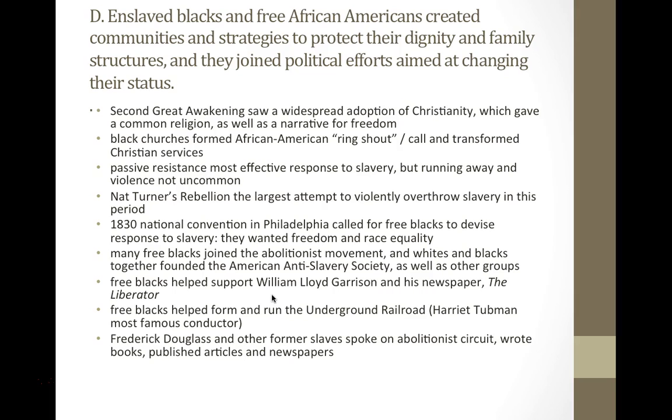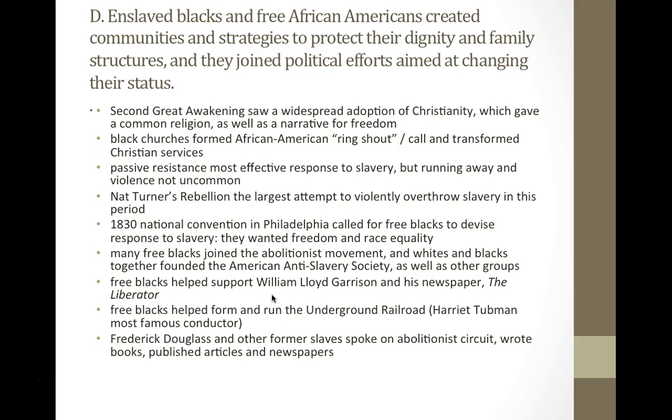All right, so we're going to get black churches that are going to form, and the concept of the shout and call is going to transform Christian services, and we're going to get a Christianity that is almost special and unique to the black churches. All right, passive resistance is going to be the most effective response.